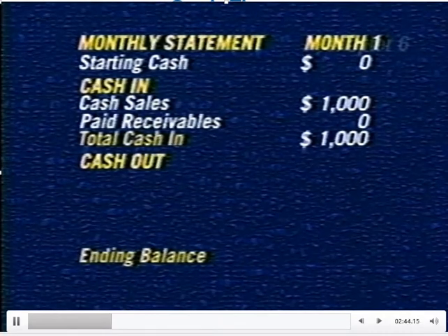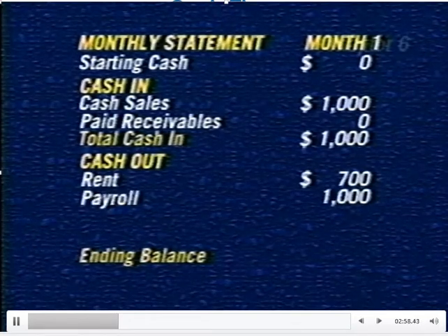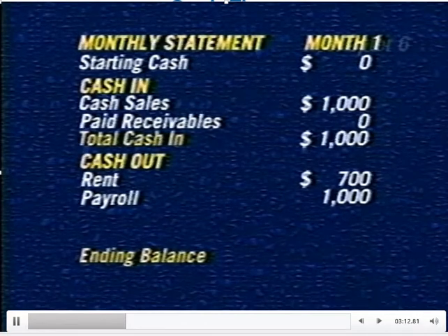Now let's move to the cash out column. Cash leaves the business in two basic forms. The first is called fixed expenses. These are expenses that must be paid regularly and can't be easily eliminated, such as rent, utilities, employee salaries, and payroll taxes, interest on bank loans, and so forth. You'll need to create your own checklist of expenses to run through each month. Are any quarterly taxes due this month? Any insurance payments?